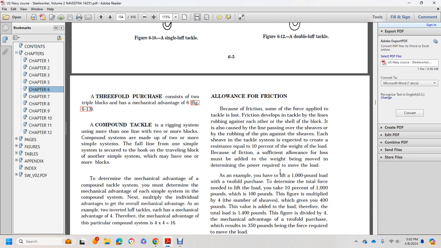Because of friction, some of the force applied to the tackle is lost. Friction occurs with the line rubbing against the shell of the block, the line passing over the sheave, and the rubbing of the pin against the sheave. Each sheave of the tackle system is expected to create a resistance equal to 10% of the weight of the load.